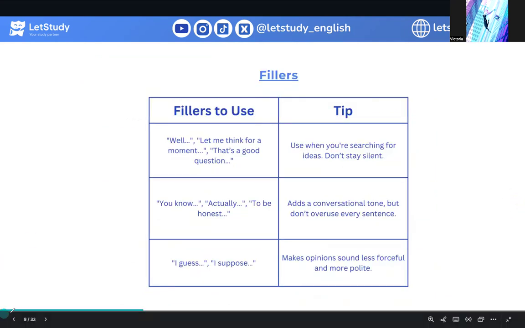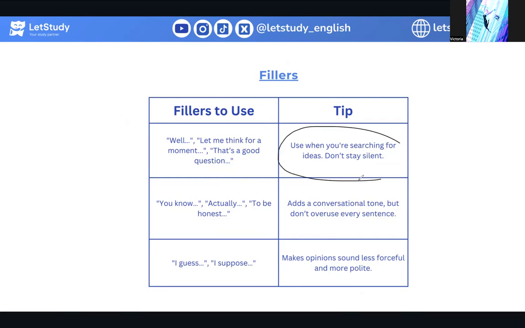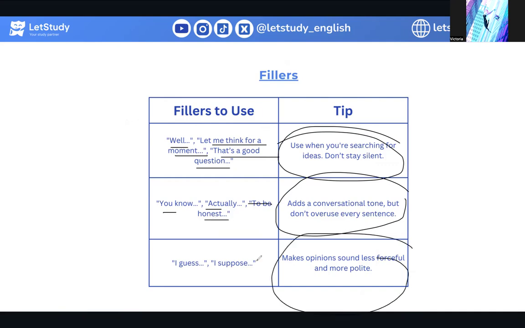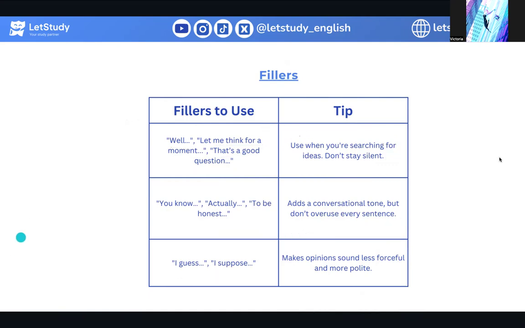Okay, now on to fillers. Fillers is used when you're searching for ideas, so don't stay silent. Well, let me think for a moment. That's a really good question. Can add a conversational tone, but again, don't overuse it in every sentence. Well, my opinion is that blah, blah, blah. Actually, to be honest, it also makes opinion sound less forceful and more polite. Well, I guess what you say is kind of right. I suppose so. Jadi seperti itu.